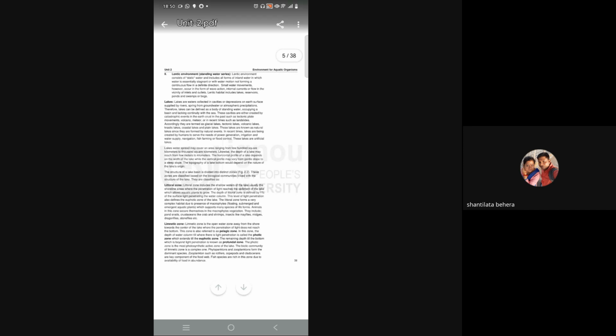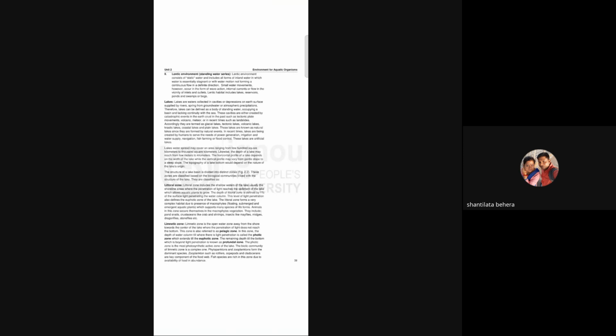So littoral zone includes the shallow water of the lake, usually the shore line. Shore line areas where the penetration of light reaches the sediment of the lake, which allows the aquatic plants to grow. Since it is shallow water, light penetration is greater. The littoral zone and limnetic zone are divided on the basis of the penetration of light.